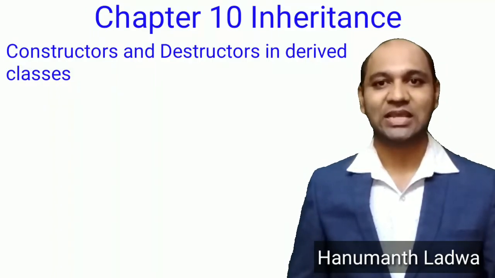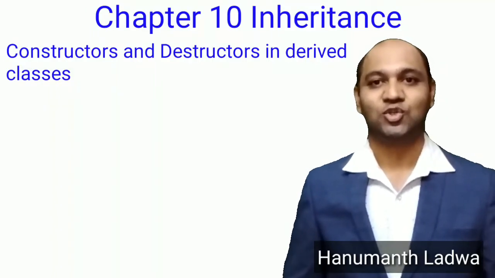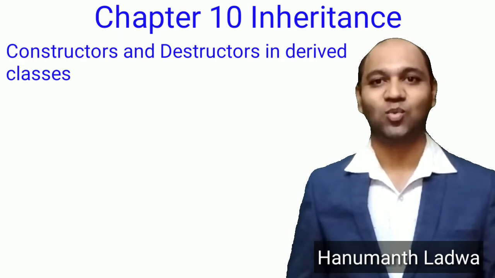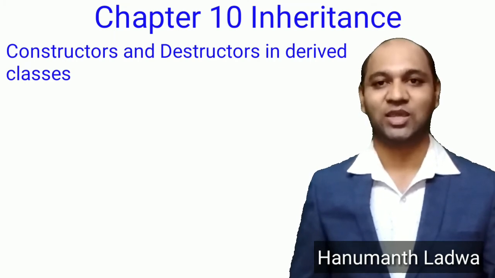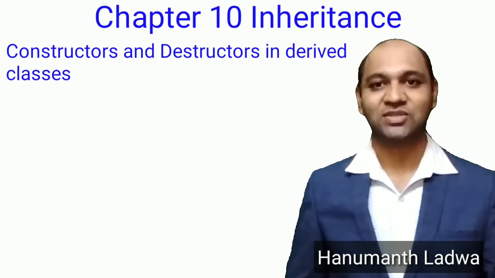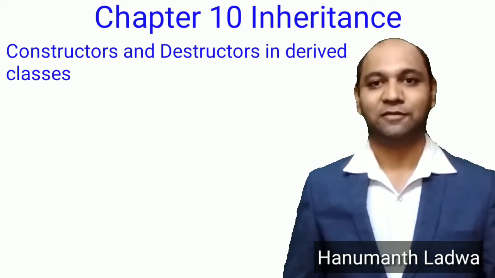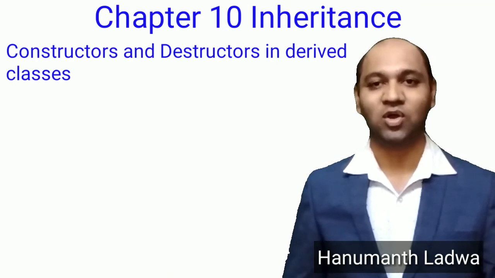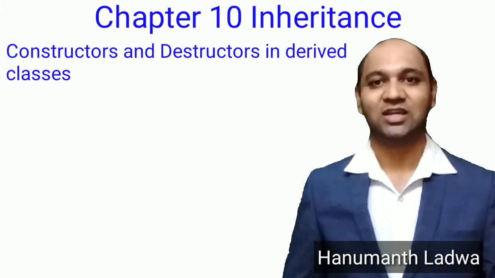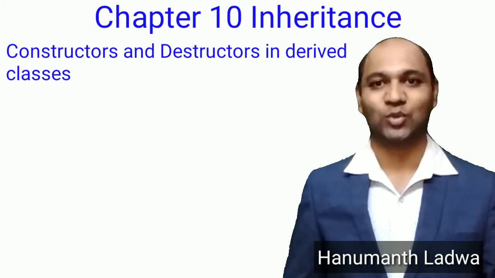Constructors and destructors in derived classes. So here constructors in a base class will get invoked first and then the constructors which are defined in a derived class will get executed. But in case of destructors, the case is the reverse. So here the first destructors from the derived class will get invoked and then the destructors which are written in a base class will get executed.